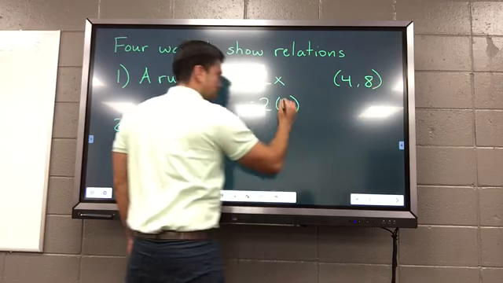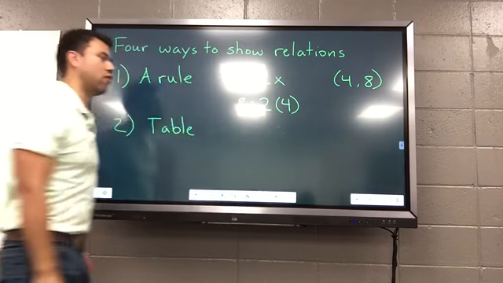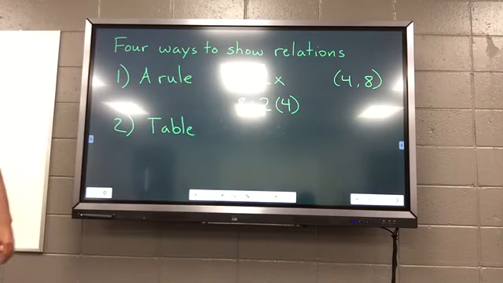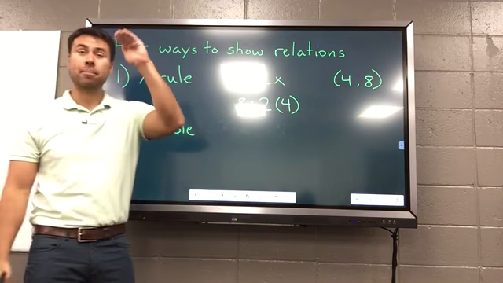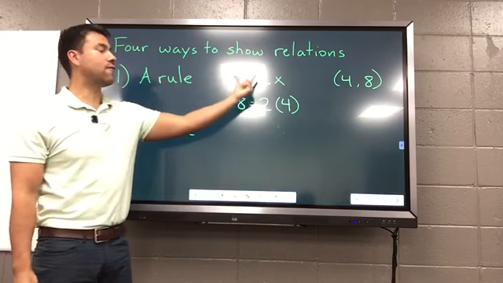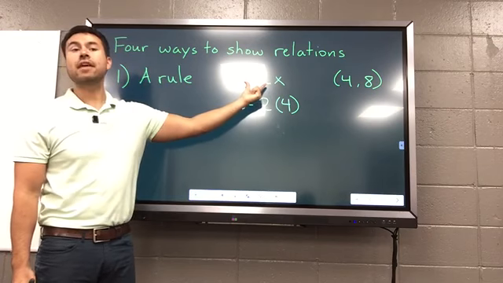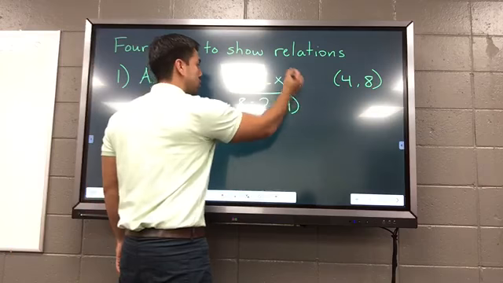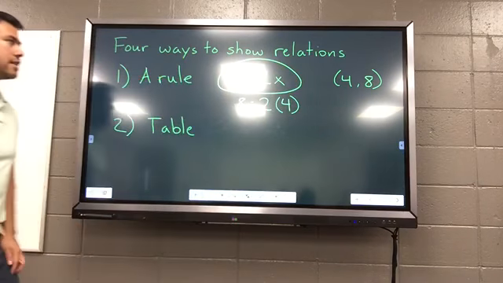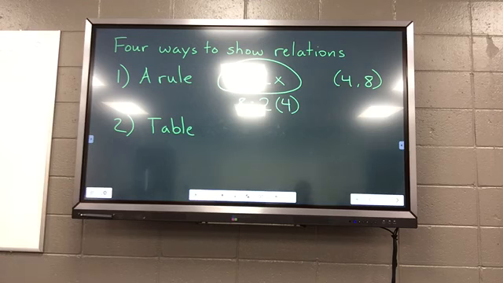4 and 8. So 4 goes here, 8 goes here. Is that true or false? True. Think of all the pairs, all 4 pairs. Do they all fit this rule? Yeah. If they all fit this rule, we say that rule describes that relation.